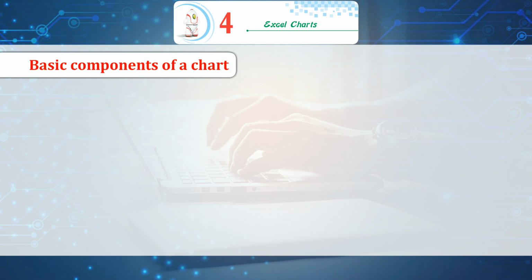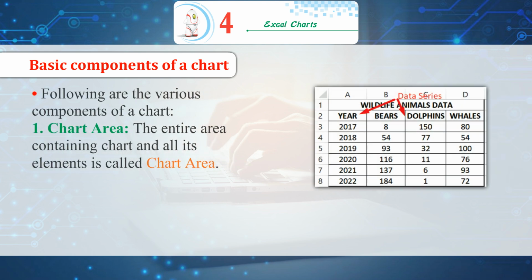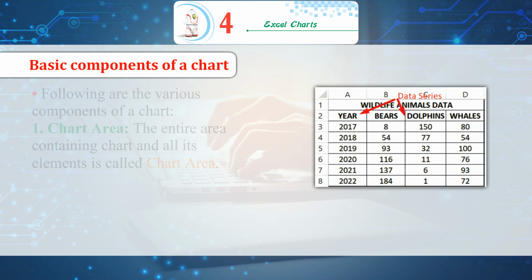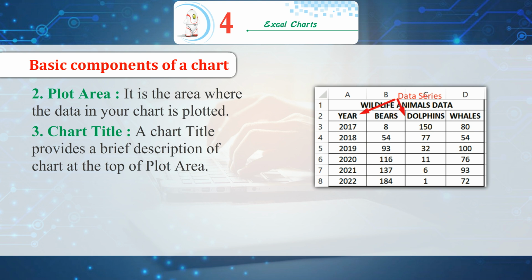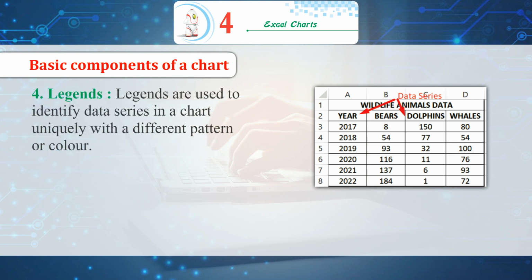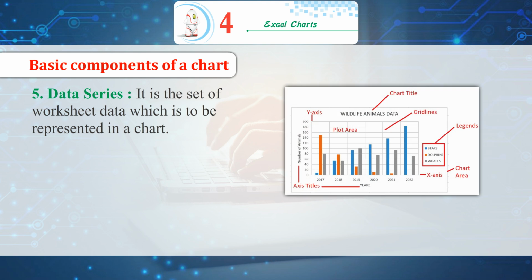Basic components of a chart. The following are the various components of a chart. 1. Chart area. The entire area containing the chart and all its elements is called the chart area. 2. Plot area. It is the area where the data in your chart is plotted. 3. Chart title. A chart title provides a brief description of the chart at the top of the plot area. 4. Legends. Legends are used to identify data series in a chart uniquely with a different pattern or color. 5. Data series. It is the set of worksheet data which is to be represented in a chart.